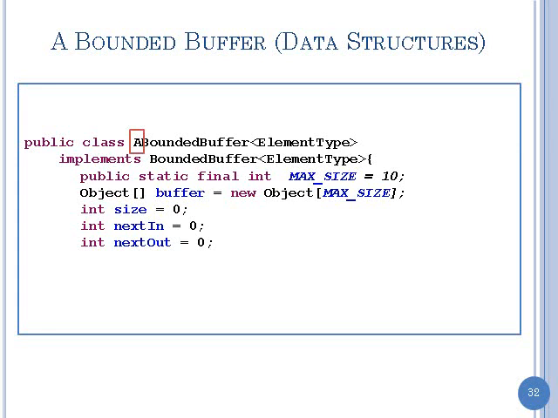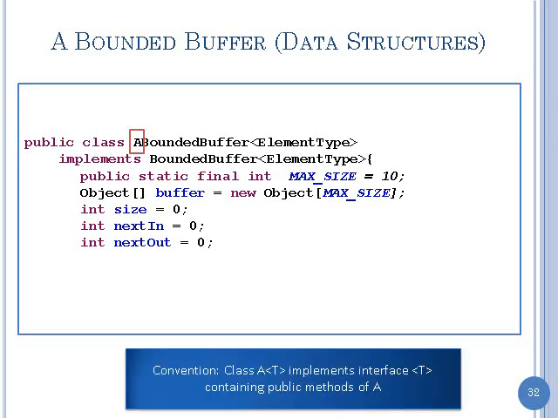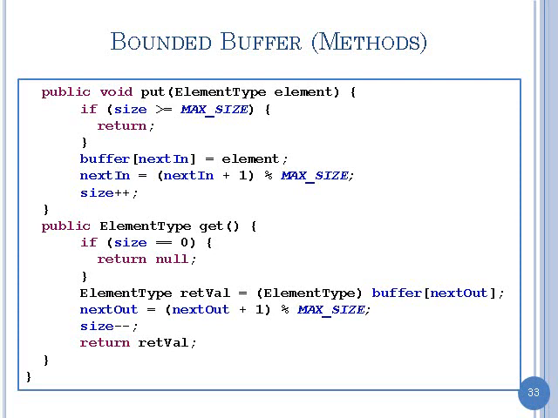And by the way, my convention, as you will see, you don't have to follow it, is class AT implements interface T. When the class implements a single interface, that's the convention I use. You can use any convention you want to, but that's the convention that will make it easy to read the code. So I've got my put method and my get method. And I have no synchronization right now, so if the buffer is full, then I return. Otherwise, I put the element at the next in position. And because it's a circular bounded buffer, I add it modulo the size of the buffer. And then I increment size. And the get method is saying, look, if the buffer is empty, return nothing.